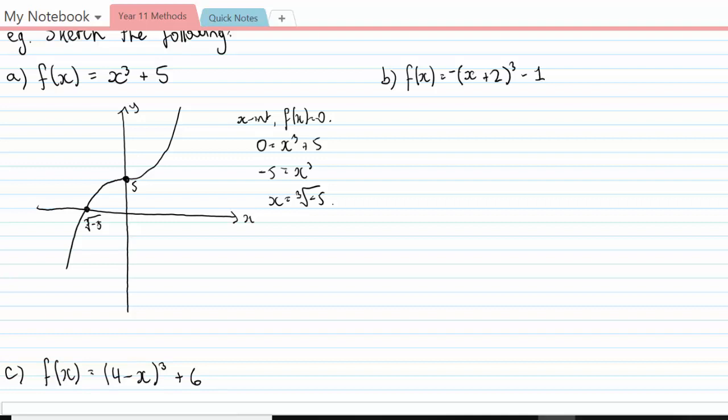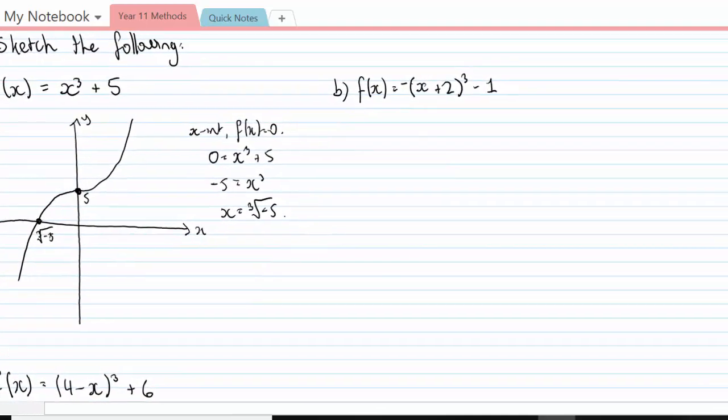Now, let's have a look at the second one. The second one's slightly more complicated. When we have something in the brackets with the x, that is the horizontal translation part of it. So this is going to translate the graph 2 units to the left, or I should say 2 units in the negative direction of the x-axis.